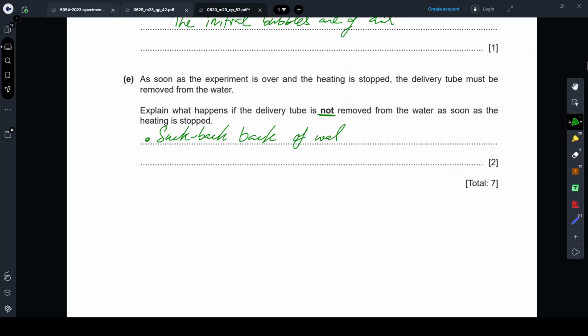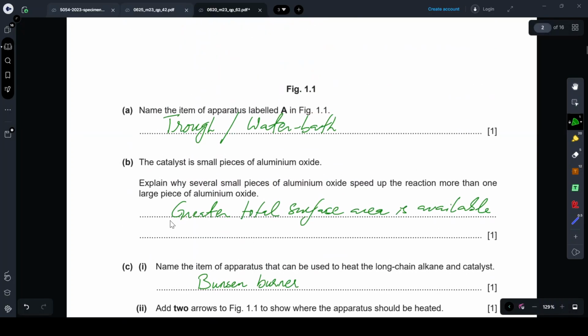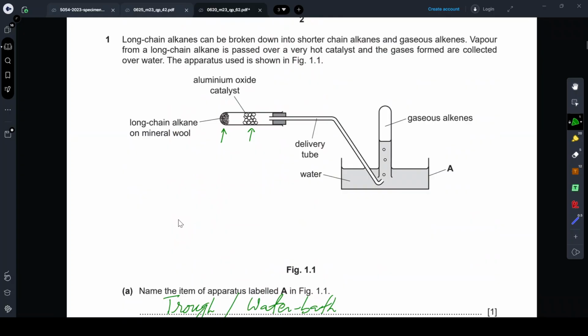Let me think. I mean, you're not being tested for grammar and English, this is fine. Otherwise, to put it more accurately, water will be sucked back into the delivery tube, right? But this is not an English paper. Okay. There will be a partial vacuum inside the apparatus. How is that going to cause a problem for us?